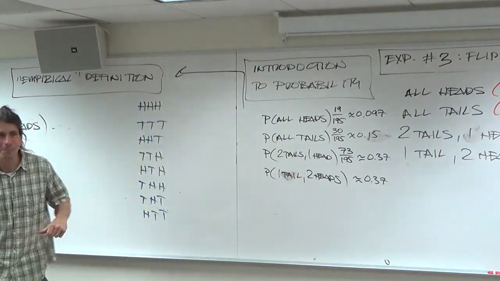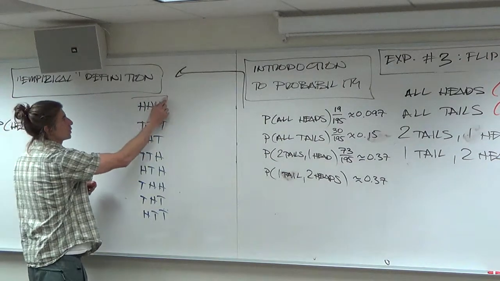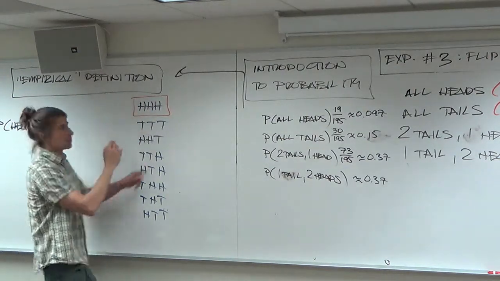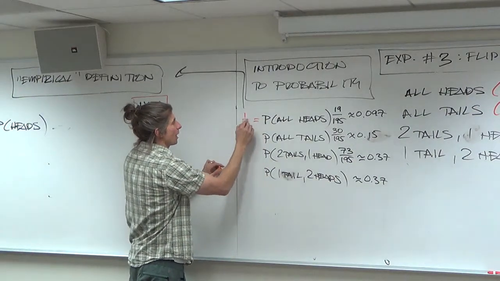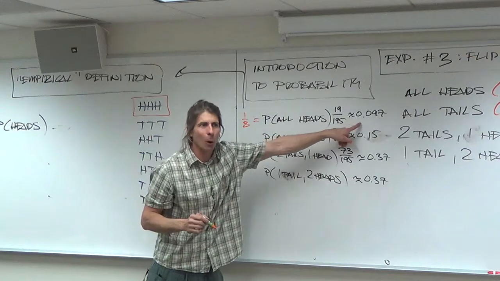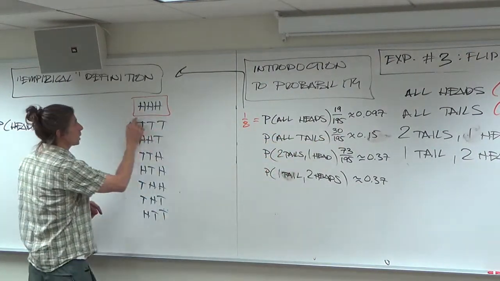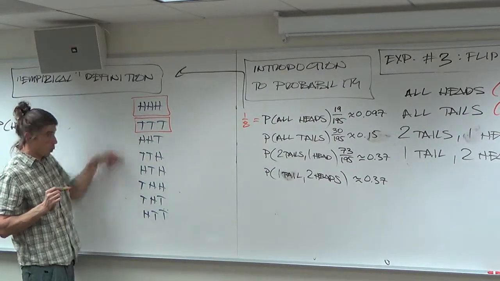8 outcomes. Now, of those 8 outcomes, one of them was all heads, which means the theoretical probability of all heads should have been 1/8, which is about 12.5%. That was a little bit low, but it's not that far low. This should also be 1/8, because there's 1 out of the 8.